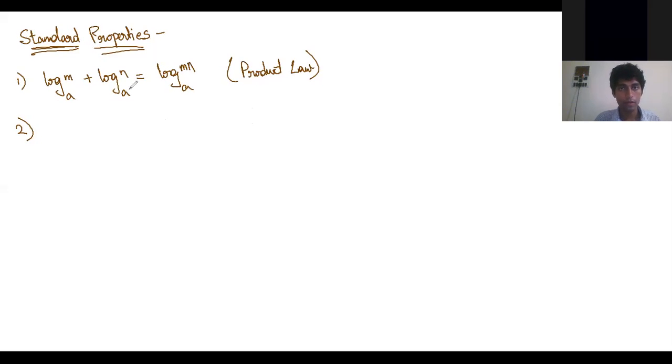Okay. So this is the first law called product law. If you have log m and you add log n base a, if the base is the same, then this is called the argument. If you have log a base b, generally this part is called the base and this part is called the argument.